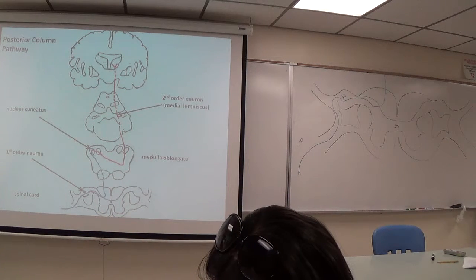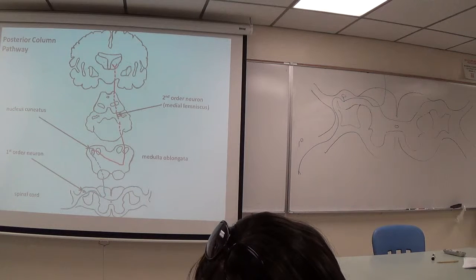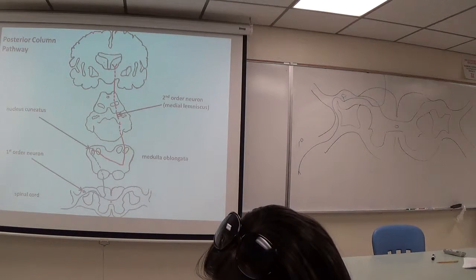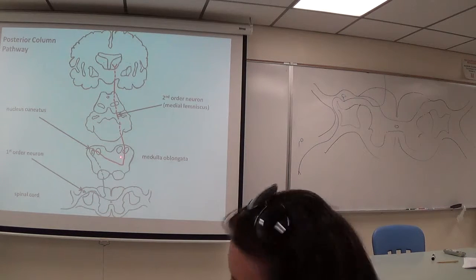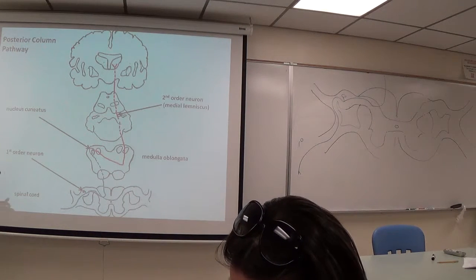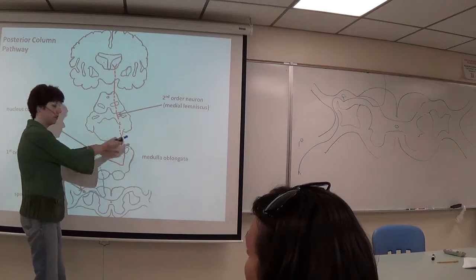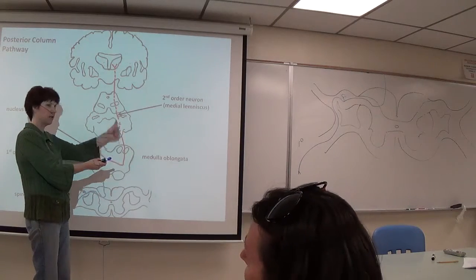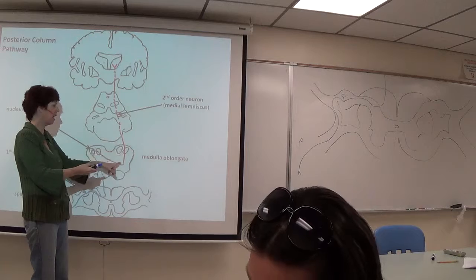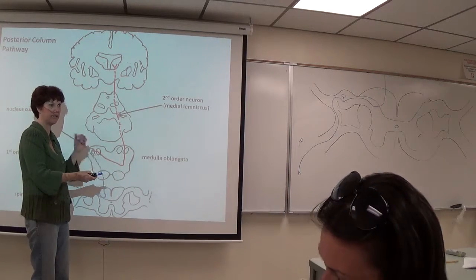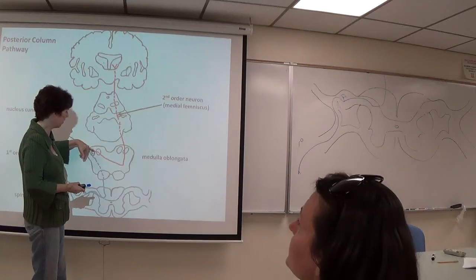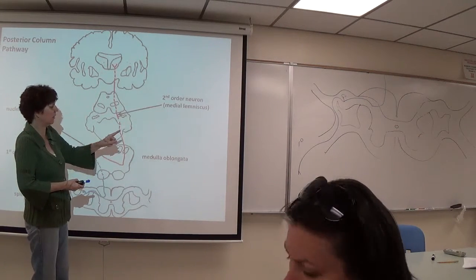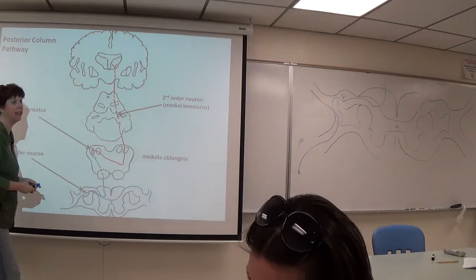So the medial lemniscus is associated only with the posterior column pathway. We don't have one in our other pathway. It's going to cross over. It's coming up, tilted this way, and this is going straight up. It crosses over like that as it's going.